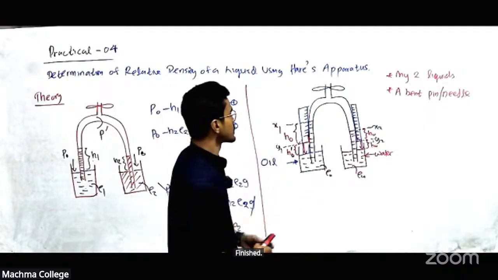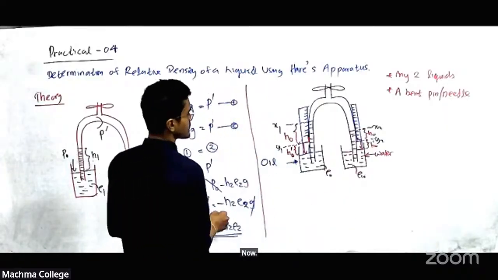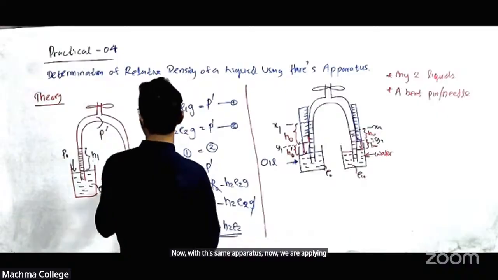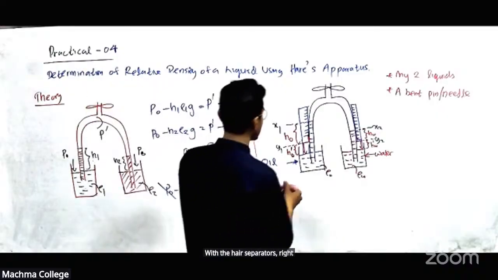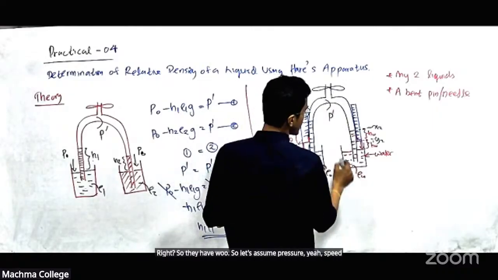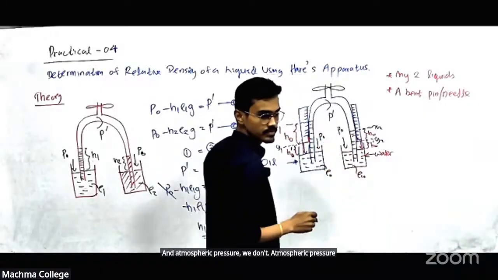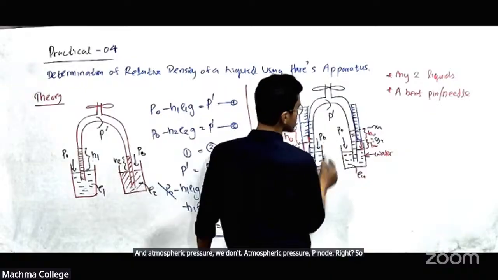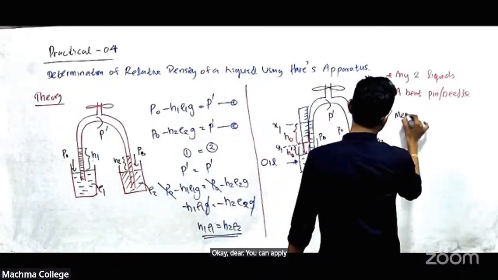Okay. Now with this same apparatus, we are applying this theory. This is the theory with Hare's apparatus. So let's assume the pressure here as P dash again, and atmospheric pressure as P naught. We can apply the theory like this.